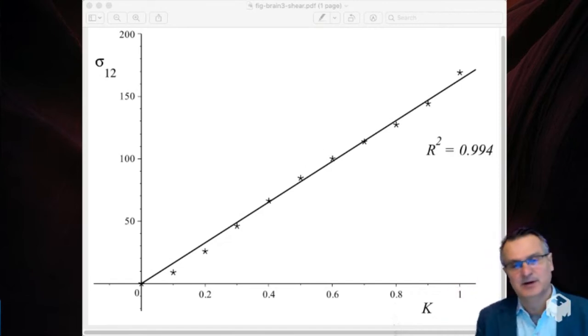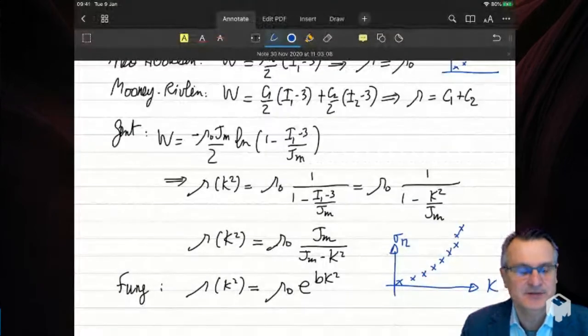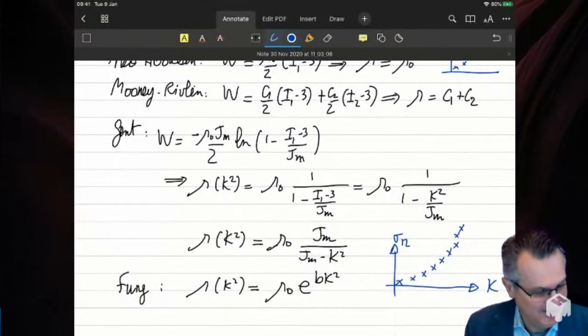That's pretty large deformation. And so you can conclude that the brain behaves as a Mooney-Rivlin material, or neo-Hookean, or any model that will give you a linear behavior in simple shear. And there's no need to go to Fung or Gent material. Interesting, I think so. Okay.